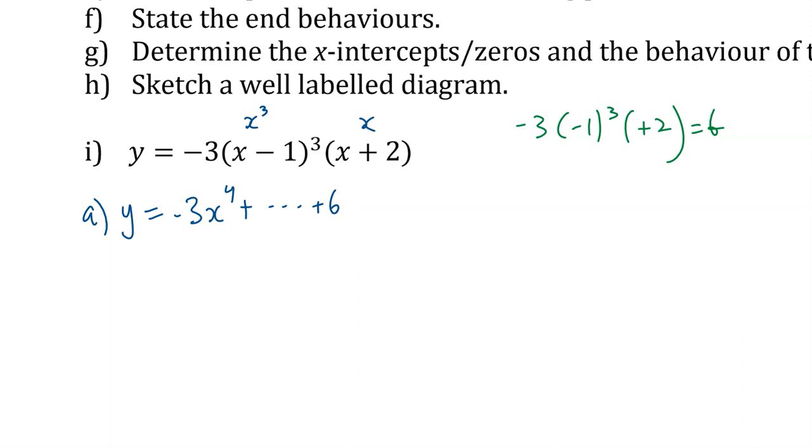Why is the first term important? Gives us the degree, gives us the leading coefficient, which will give us the end behavior. Why is the last term important? Anybody know? It's the y-intercept. The last term in expanded form is the y-intercept. So therefore, your y-intercept is 6.